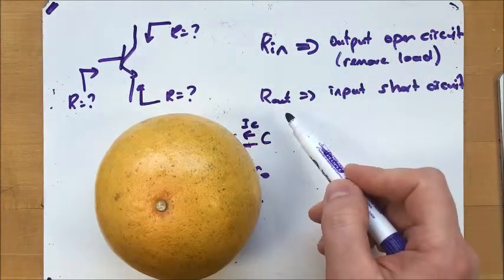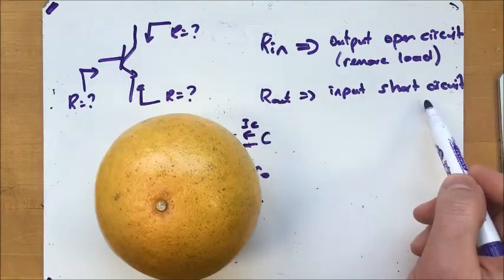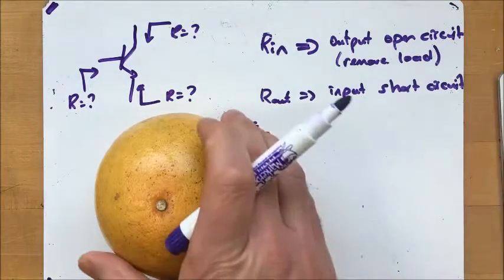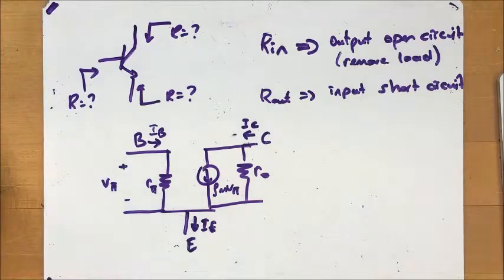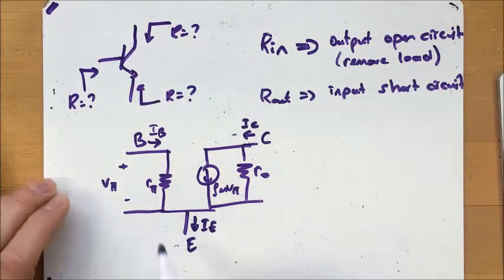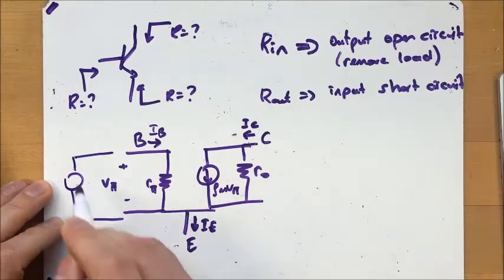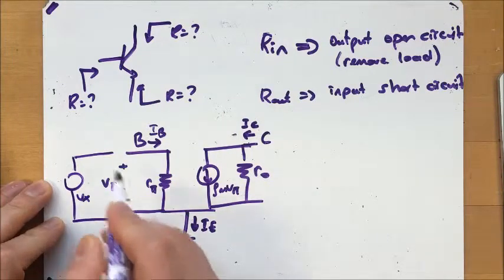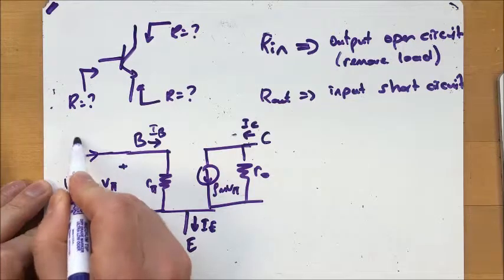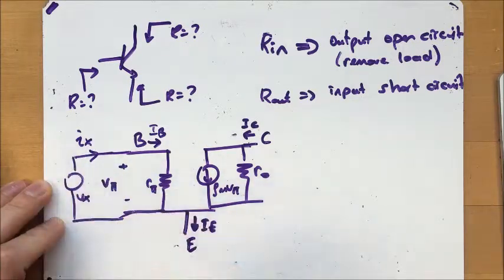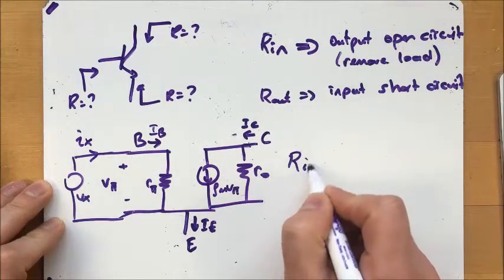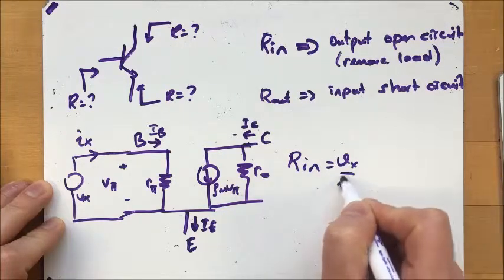When you look at the output resistance, you short the input. So first look at the input resistance. So this is our small signal model. We're going to put the voltage source here, and we call it Vx, and look at the current from here, and we will find our Vx over Ix.